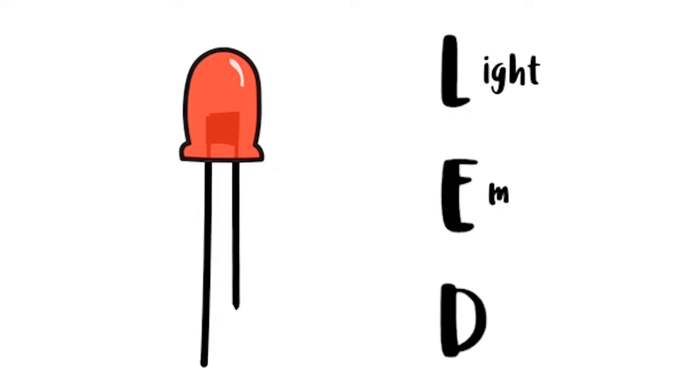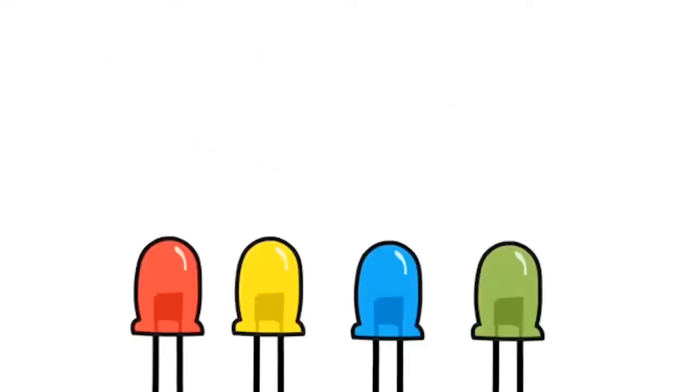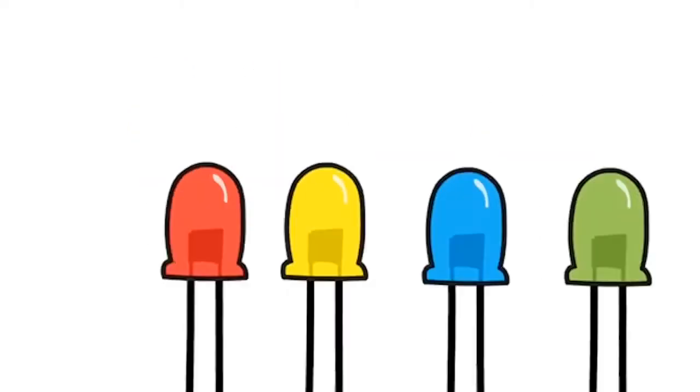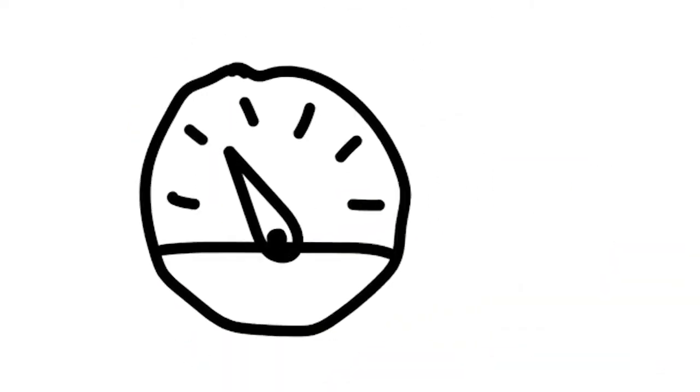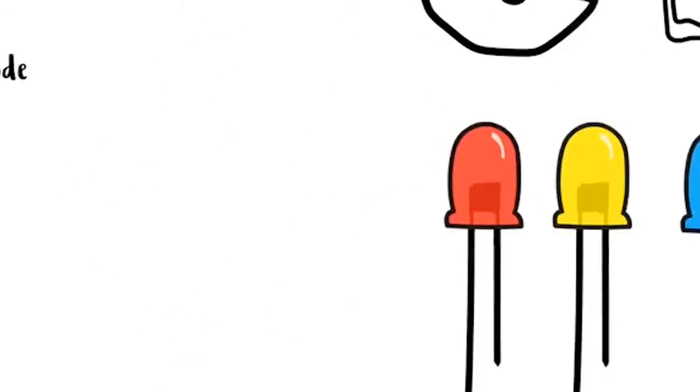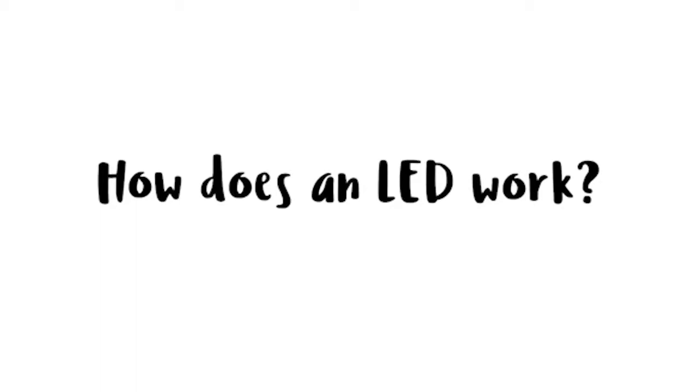LEDs, light emitting diodes, are everywhere. They come in a wide variety of colors and are found in places like automobile dashboards and clocks, wearables. Many maker projects involve circuits that include LEDs. So let's take a look at how an LED works.